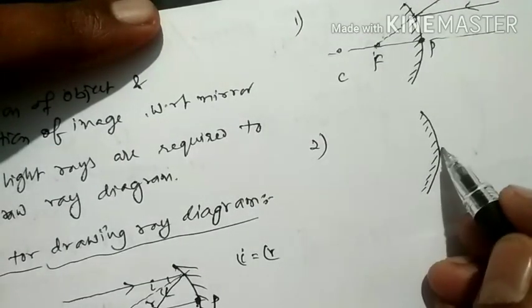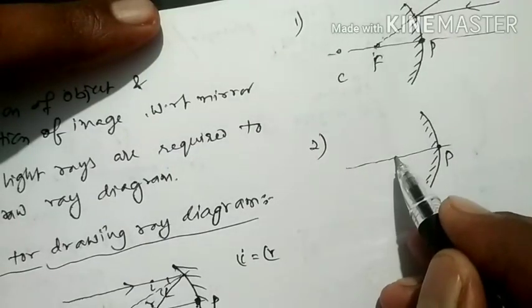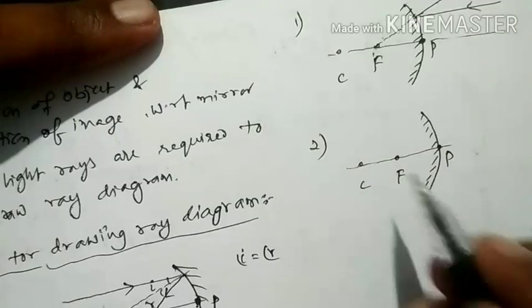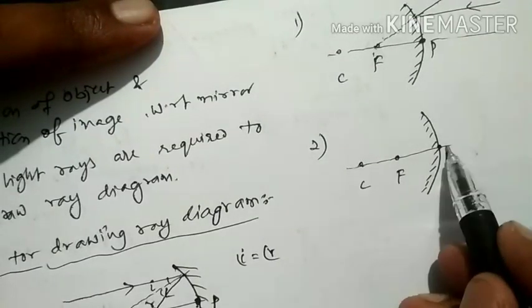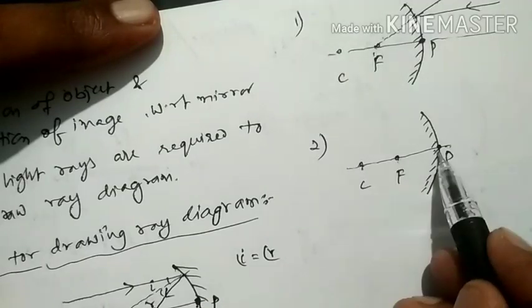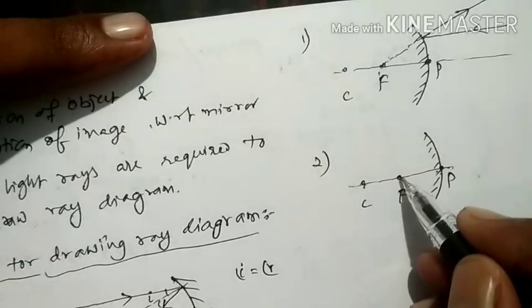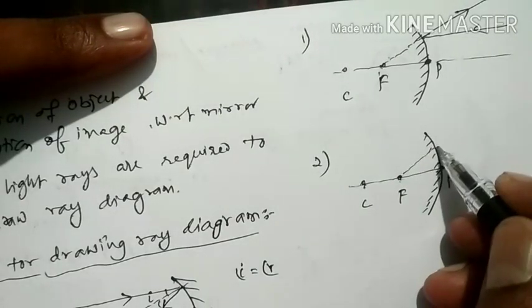How can you consider focus? So again, the pole. Don't forget to put all these points. Consider these two distances are the same: PF is equal to FC, or PC is equal to 2 times PF. So that should be the idea when you draw the diagram. So a light ray passing through focus.